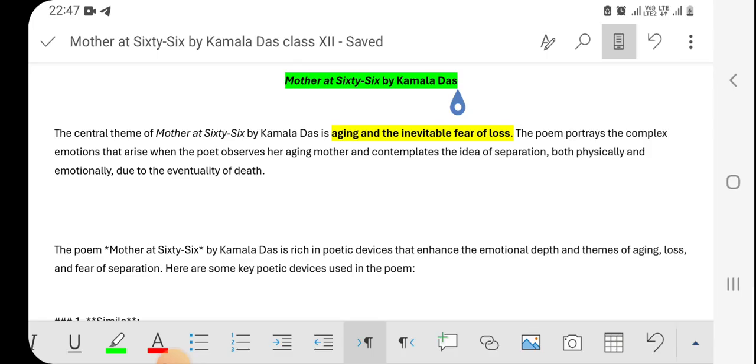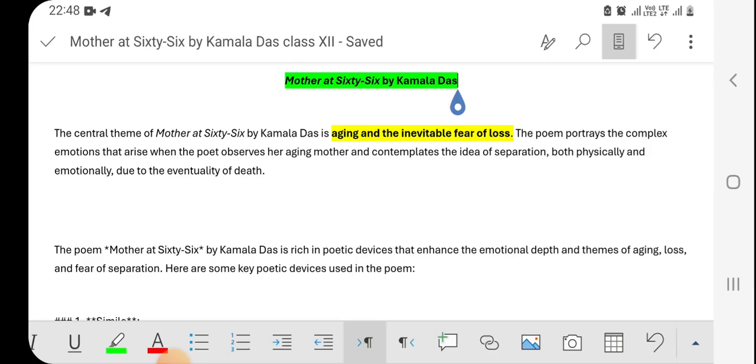and a lucid language. As you can see, the central theme of the poem, Mother at 66 by Kamala Das, is aging and the inevitable fear of loss. The poem portrays the complex emotions that arise when the poet observes her aging mother and contemplates the idea of separation, both physically and emotionally, due to the eventuality of death.